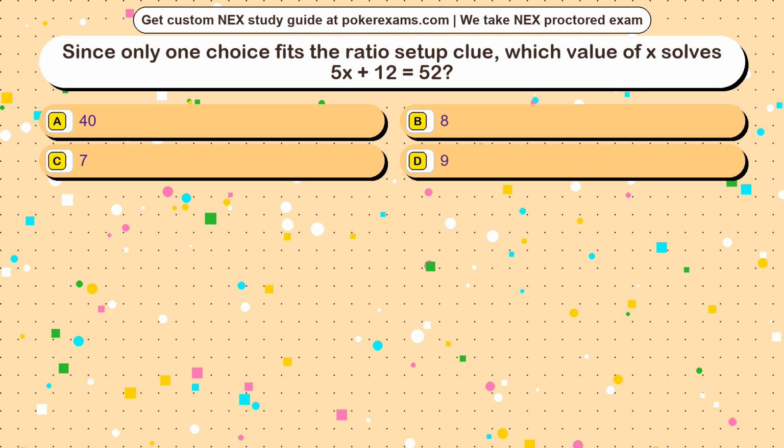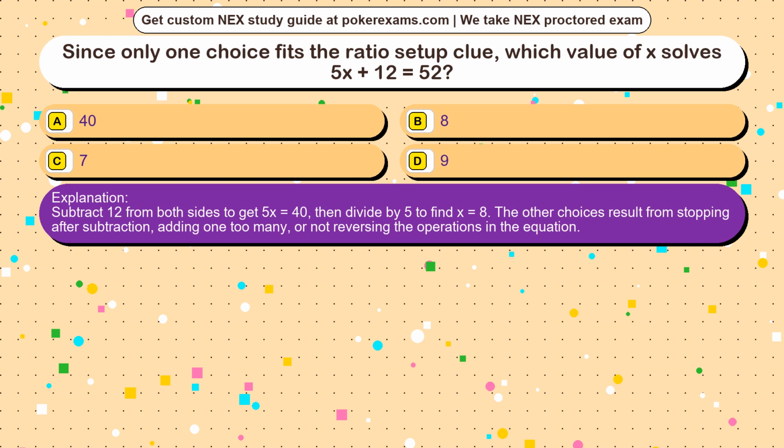The correct answer is option. Subtract 12 from both sides to get 5x = 40, then divide by 5 to find x = 8. The other choices result from stopping after subtraction, adding one too many, or not reversing the operations in the equation.